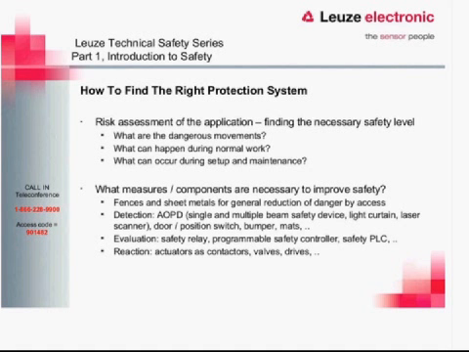So how do we find what the right type of protection system is once we do know we have this unsafe condition? Well, the first thing that would be the best way to go around this would be a risk assessment of that application. And that would help us find the necessary safety level we need. We'll go over safety levels in a future webinar. We'll talk about safety integration levels, performance levels, and safety categories and how they intertwine with each other.